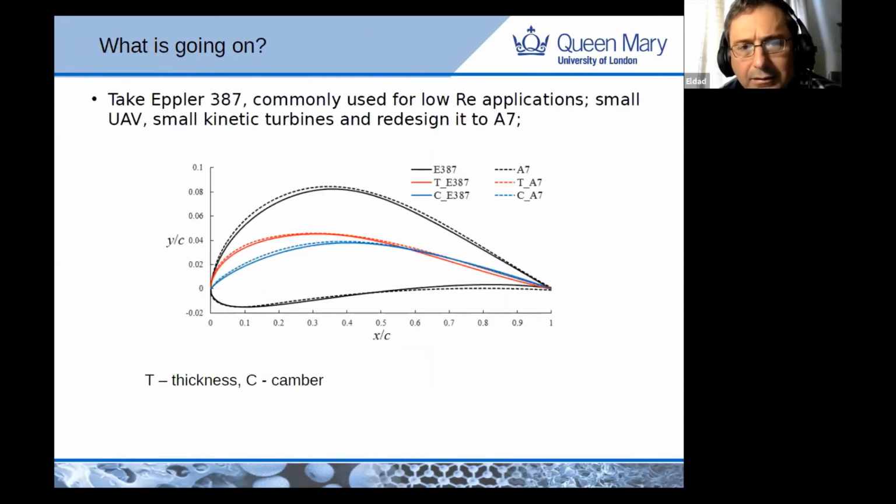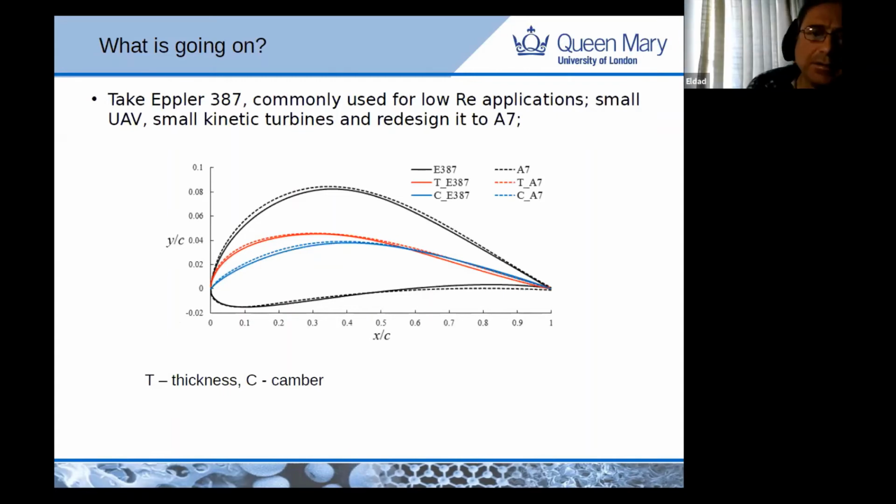So we went back to the drawing board, as you say, and we decided to look at low Reynolds number applications, small kinetic wind turbines. We picked the Eppler 387, which is a common one for this kind of application, it's asymmetric. And we designed it using our method, and we named it A7. As you can see, the differences are not that big. This is actually expanded in the y direction. Yes, it's quite thin, so it was zoomed over here. Otherwise, we wouldn't be able to see the differences. But these differences are still important.